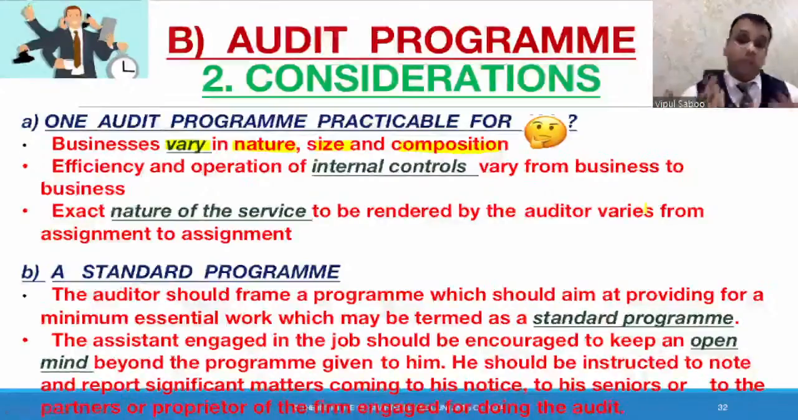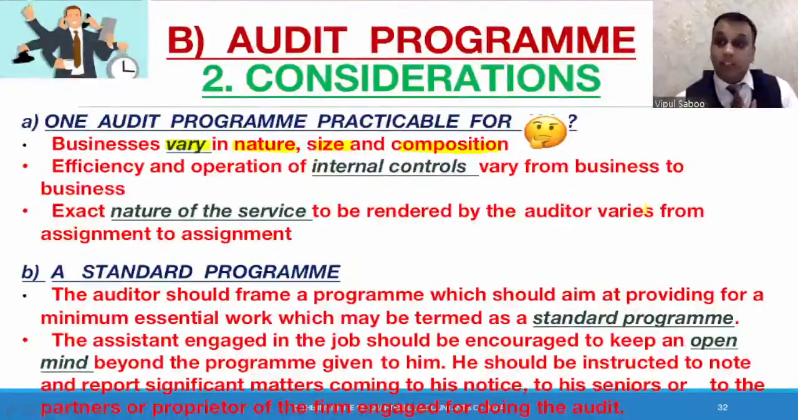Nature is obvious. If you are auditing a hotel, it is a service industry. A hospital, it is a service industry. If you're auditing the accounts of a manufacturer, that is a manufacturing industry. If you're auditing the accounts of a trader, who might be a wholesale trader or a retail trader, the nature varies, right? So businesses vary in nature, size, and composition. So one audit program may not be practicable for all. Two or three common steps would be there, but not the whole program.